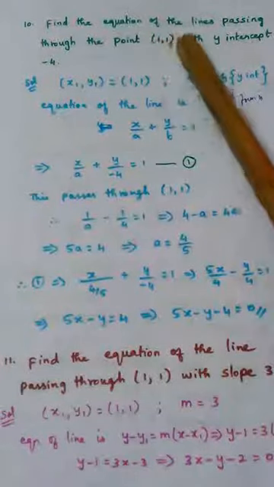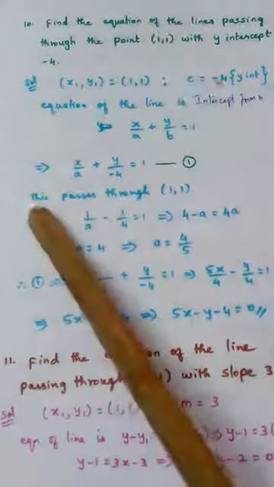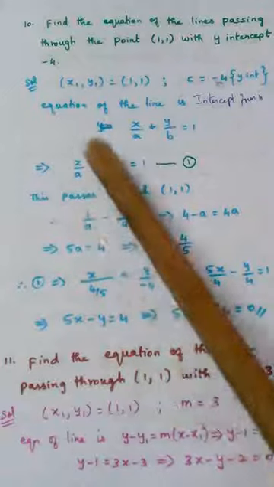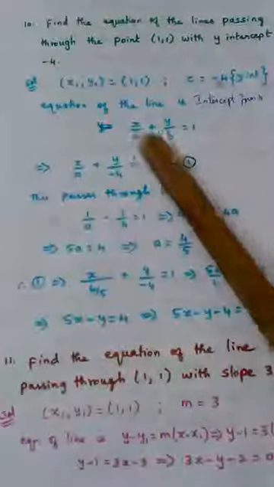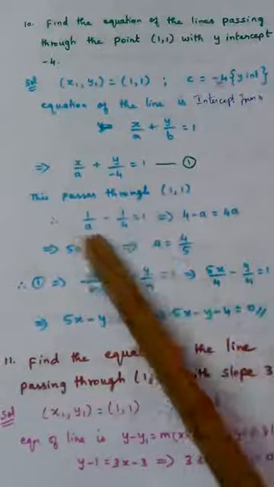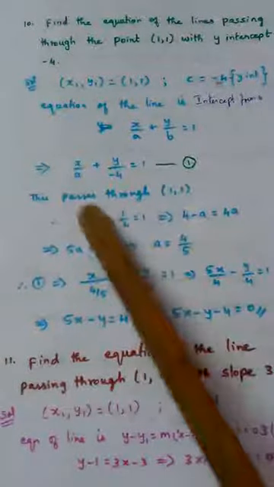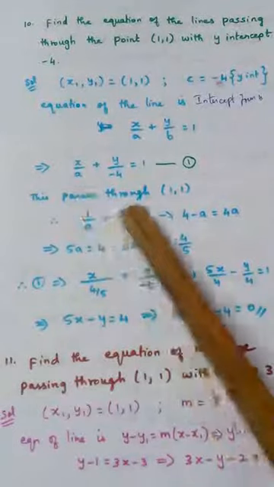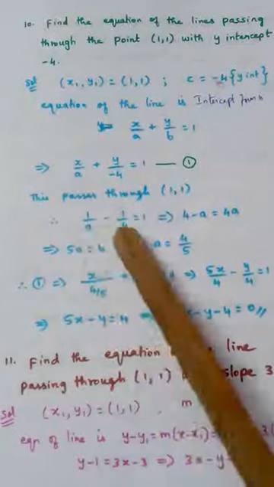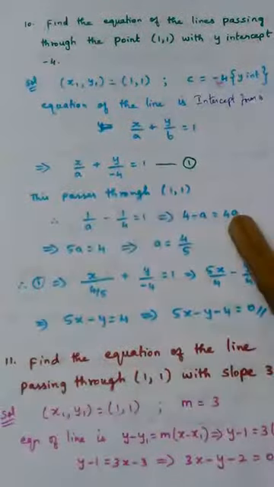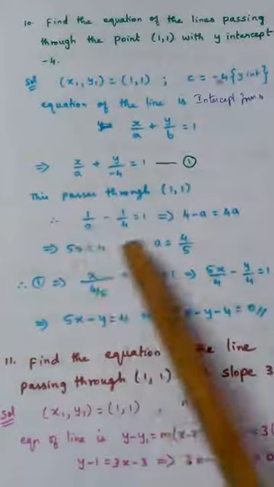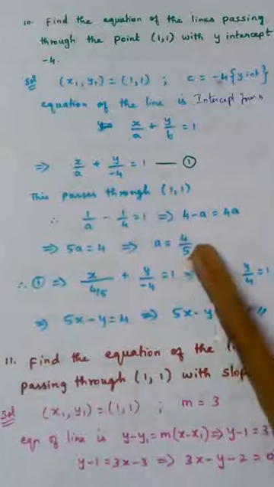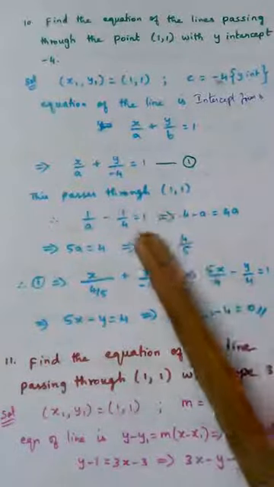So the line passes through which point? (1, 1). That is what we are writing. This means the line passes through (1, 1). In place of x write 1, in place of y put 1. So you will get this. Take the LCM or just cross multiply. 4 minus a divided by 4a will come. Take that to the other side, it becomes 4a. Right? Minus a comes to this side, 5a. 5a equals 4, a equals 4 by 5. Now we found out what the a value is.